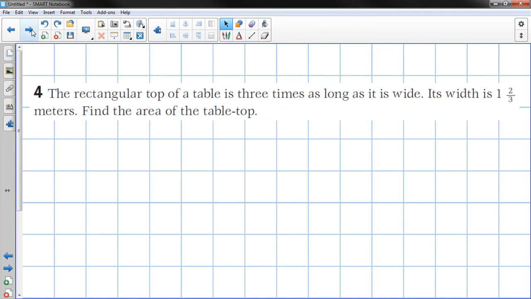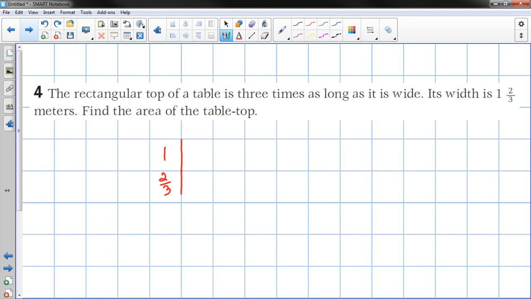Number 4. The rectangular top of a table is 3 times as long as it is wide. Its width is 1 2/3 meters. Find the area of the tabletop. All right. So I have 1 2/3. It's about that long, I guess. And the length is 3 times that. So 3 times that.